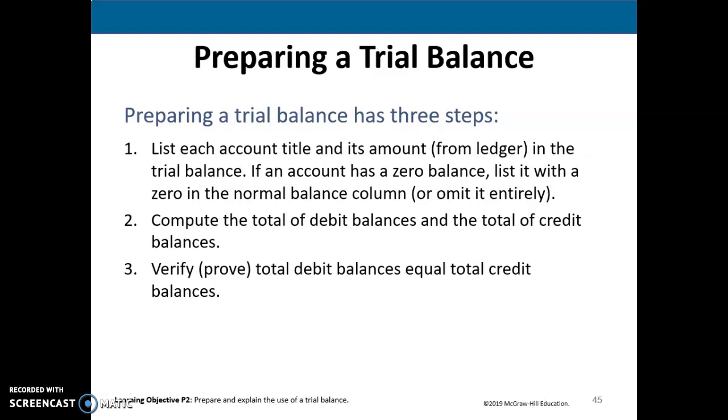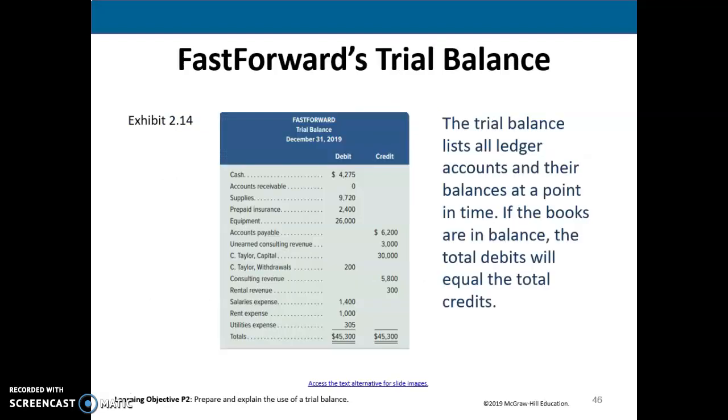However, equality of these two totals does not mean that there's not any error. So just because they equal doesn't mean that everything's great. It's a good start, but it's not a guarantee. So here's what one looks like.